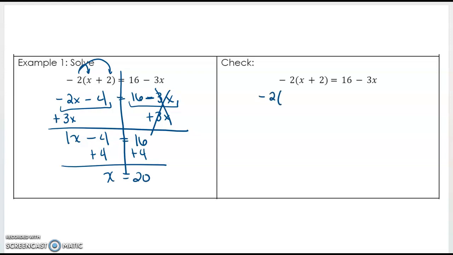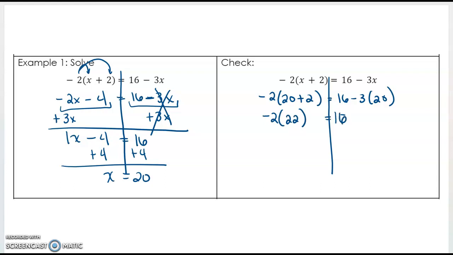So I'm going to replace the variable with 20. And I'm going to simplify each side separately. So on the left-hand side, order of operations tells me to do parentheses first. There's no reason to do distributive property there. On the right-hand side, order of operations tells me to multiply first. So 3 times 20 is 60. -2 times 22 becomes -44, and 16 minus 60 also becomes -44, so that I know that my answer x equals 20 is correct because the two sides balance.